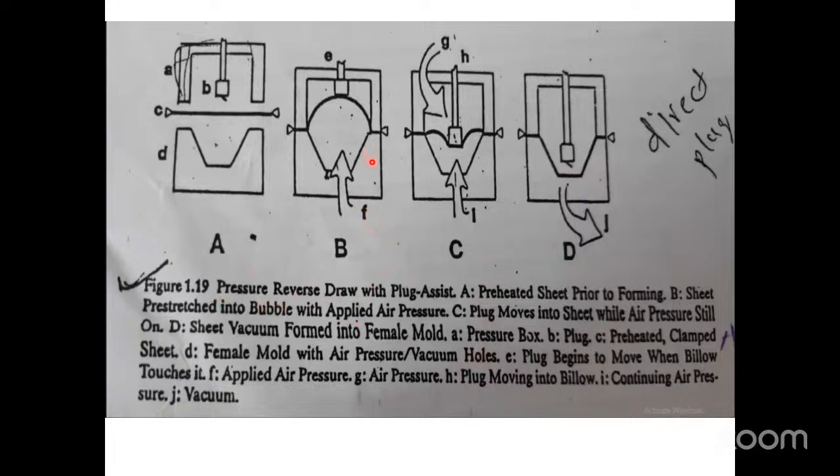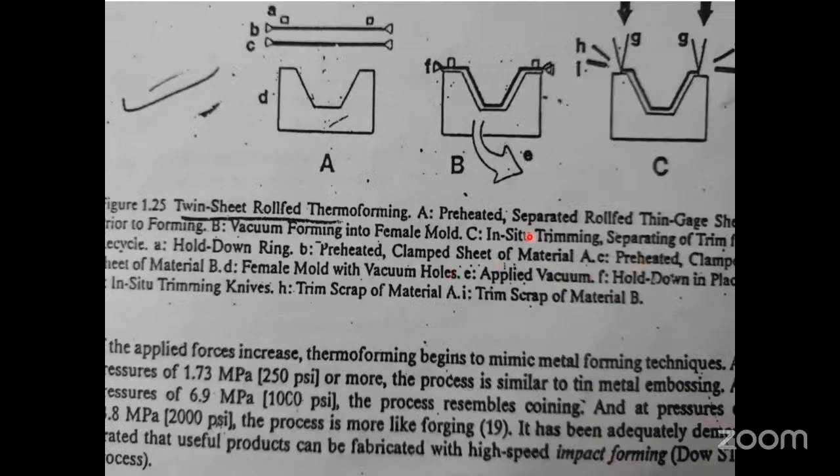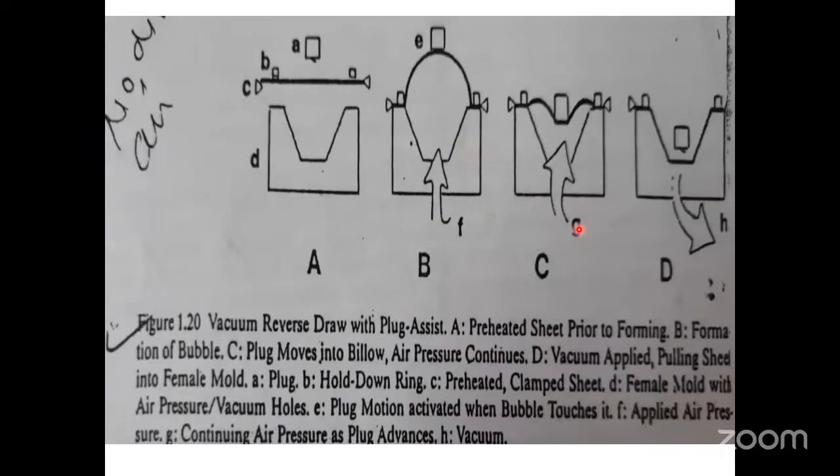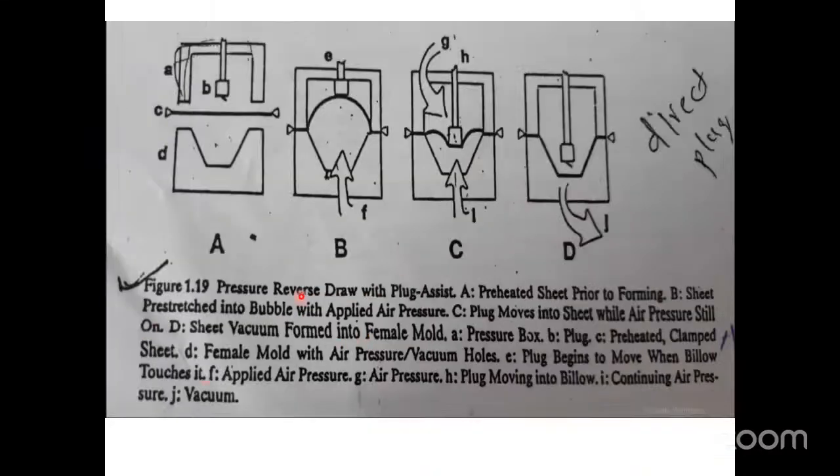See now here we are using the pressure, and lastly you have to apply the vacuum here to take the article. See now, in this case, you have seen here, this is a twin sheet. Now see here, vacuum reverse. This is the pressure reverse and this is a vacuum reverse.